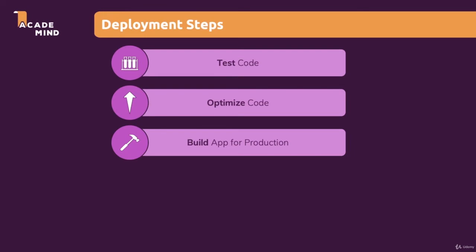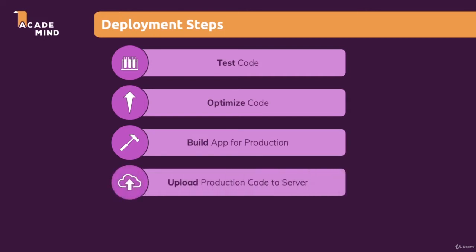Now that we built the app for production, the next step is that we want to take that code in the build folder and move it onto a real server. We want to upload it to some hosting provider, to a real server, so that it is made available to visitors from all over the world.